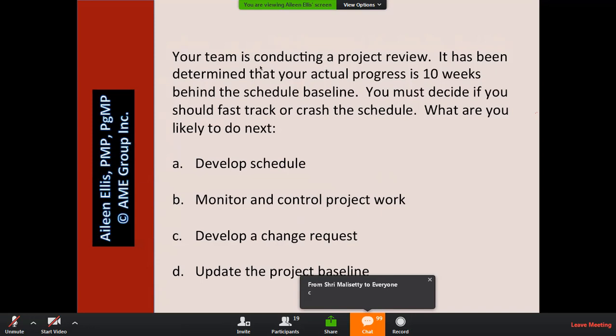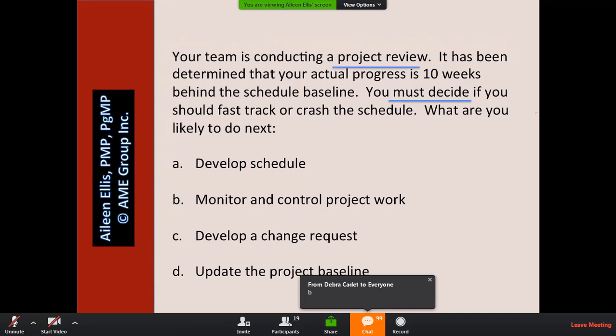Well, it looks like we're seeing multiple C's. Okay. It says we're doing a project review, which means we're in the monitoring and controlling process group. Your actual progress is 10 weeks behind the schedule baseline. You must decide if you should fast track or crash. What should you do next? How do you know answer A is wrong?